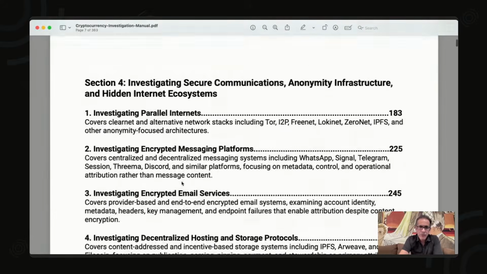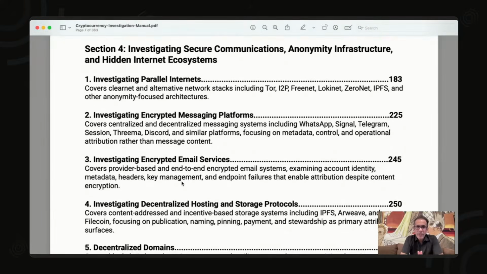Then we go into section 4, where we talk about investigating secure communications, anonymity infrastructure, and hidden internet ecosystems. The first thing that we cover in that is investigating parallel internets. A lot of us think that there's just one internet. Some of us think, no, there is a second one called Tor, but actually there are more. There's also I2P, Freenet, Lokinet, ZeroNet, IPFS, and other anonymity-focused architectures.